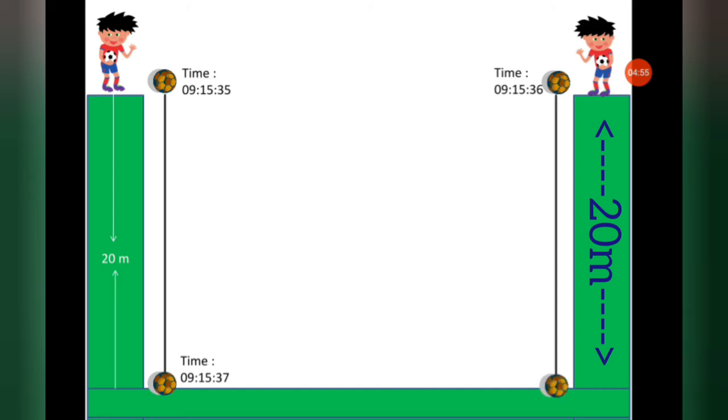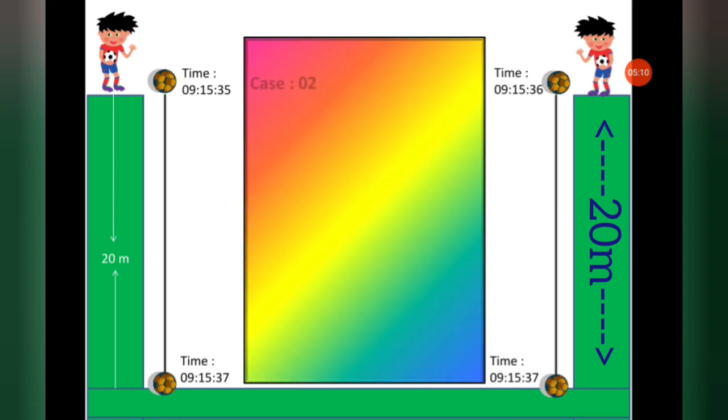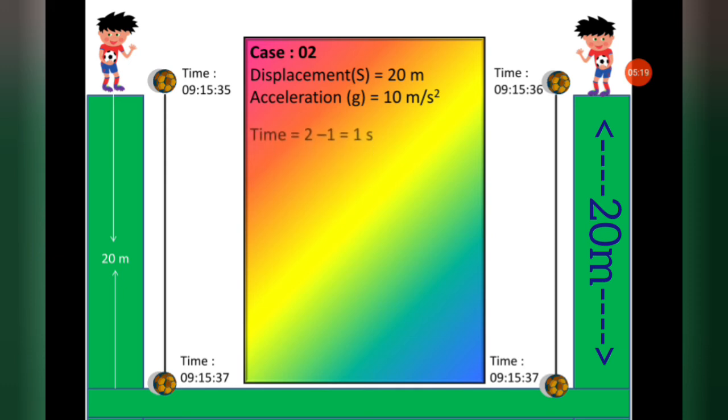And it is given in the question that in both cases the ball reaches the ground at the same time, means 9 hours 15 minutes 37 seconds. So here time is 1 second, 36 to 37. Okay, केस 2 को स्टडी करते हैं. Case 2, what we have: displacement 20 meter, acceleration 10 meter per second square, time 2 minus 1 is equal to 1 second, means पहले 2 second था, अब 1 second, क्योंकि बॉल को थ्रो किया गया. इनिशियल वेलोसिटी वी हैव टू फाइंड आउट.